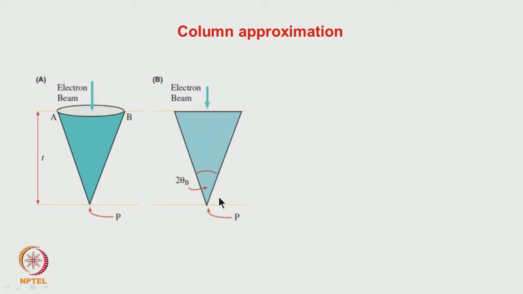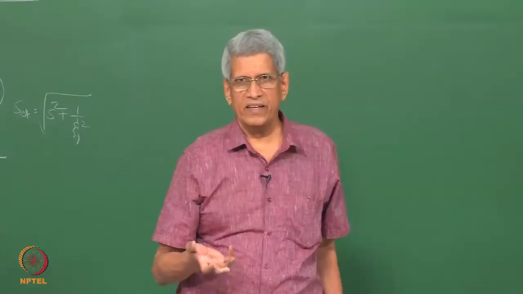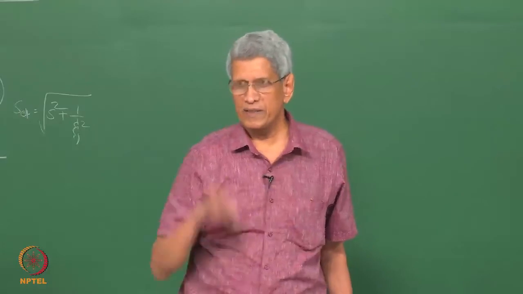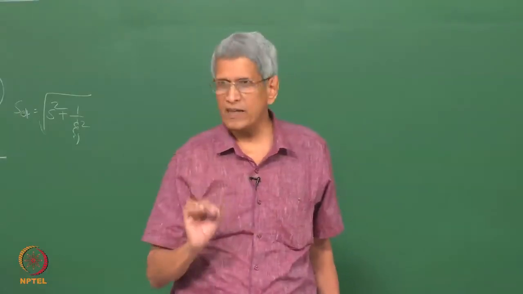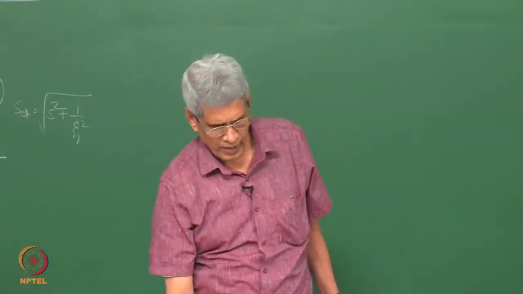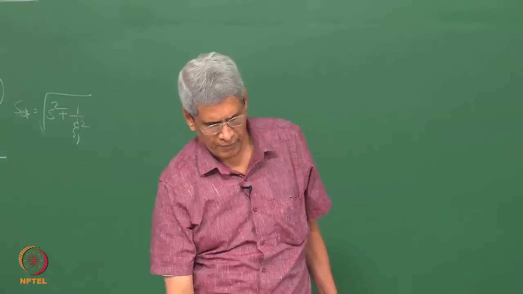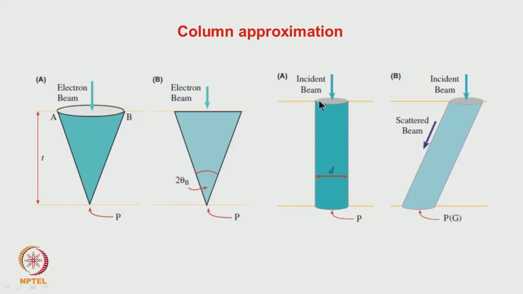Okay. Why I am telling you this is that softwares are there where these calculations are being done, and they take this into account. This is called the column approximation. Okay. Then what is normally done is that you assume some thickness of the sample. So, along this column, whatever beam is going to enter into it will contribute to the intensity at a particular point.